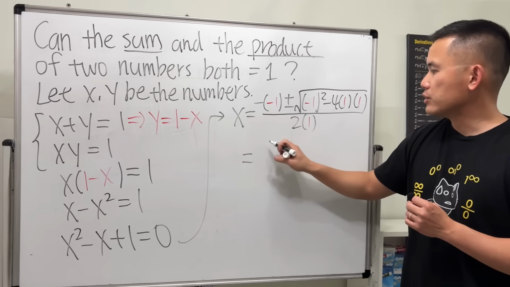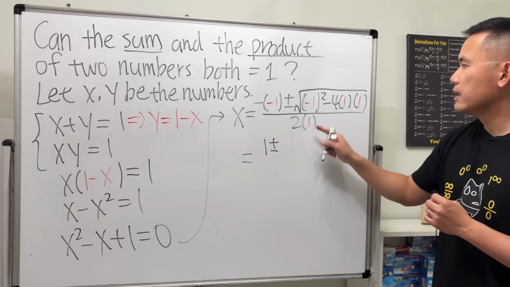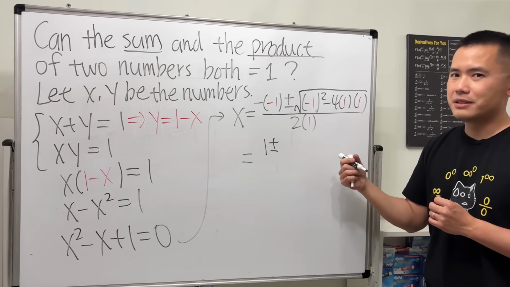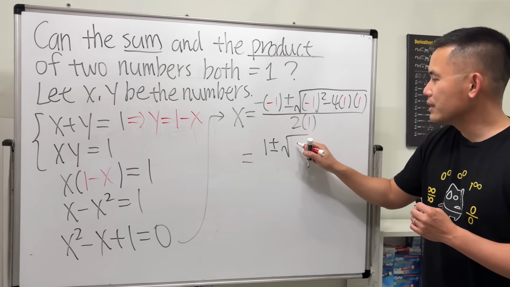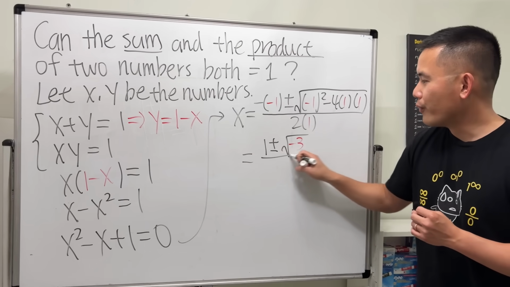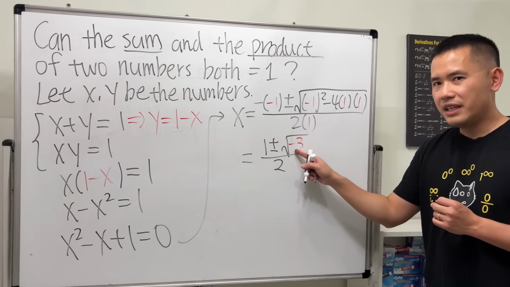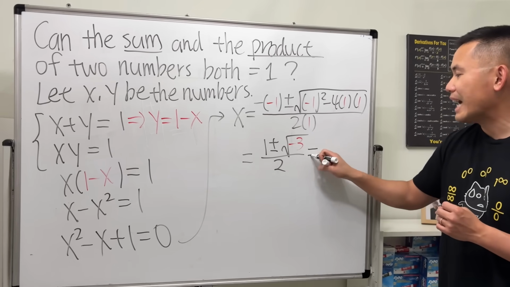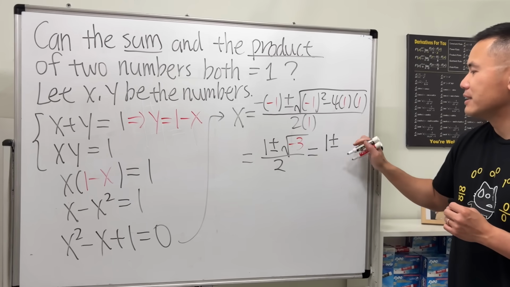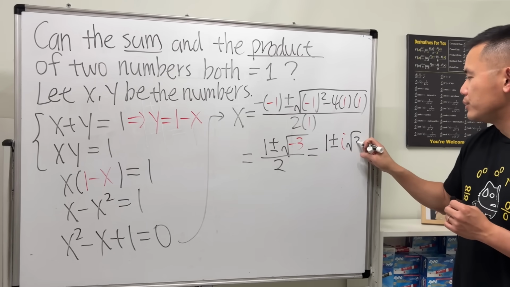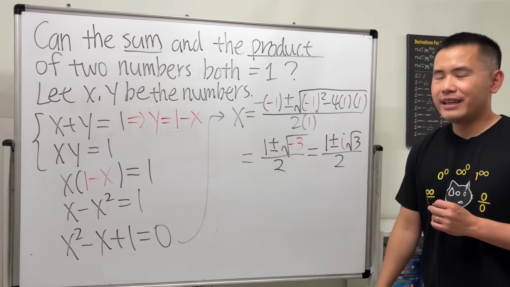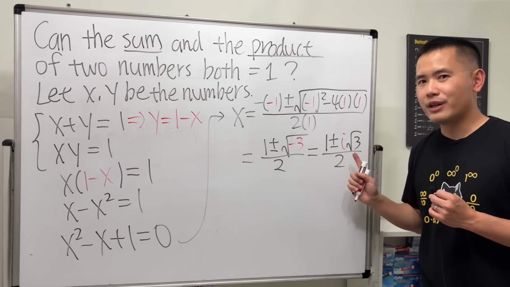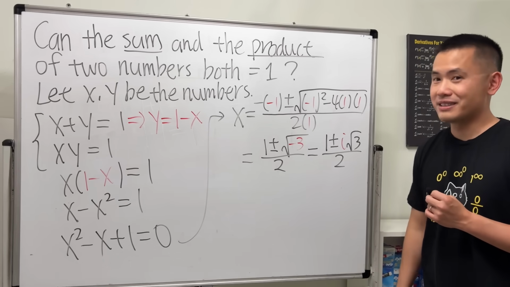Now, this is just 1 plus or minus. This is 1 and this is minus 4. So inside here is minus 3, right? So square root of negative 3 over 2. We have a negative inside the square root. Put it on the outside here, make that into an i. So we have 1 plus or minus i square root of 3 over 2. So yeah, in order for this to be true, we will actually have to go to the complex world to use complex numbers.